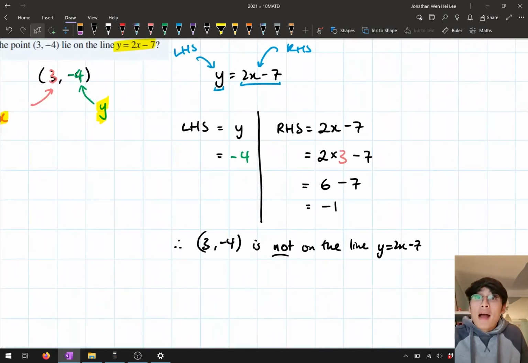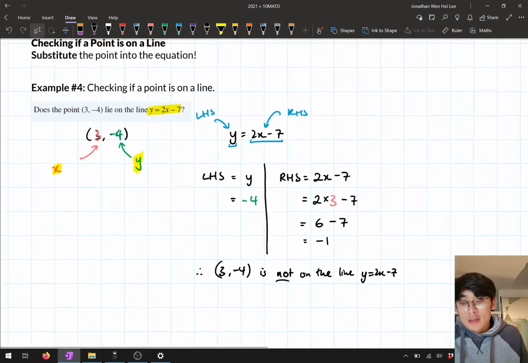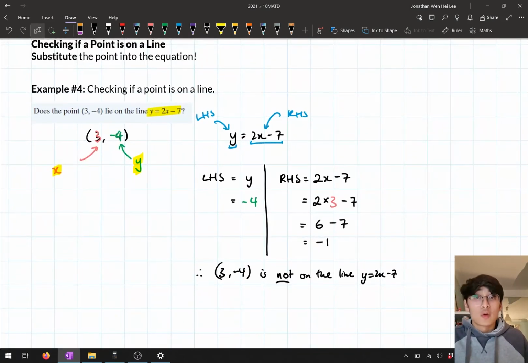If the two values match up, that means it is on the line. However, because they do not match up, what I can say is that this point is not on the line. So that is it for today's lesson. Let's just quickly sum up what we talked about in today's lesson.